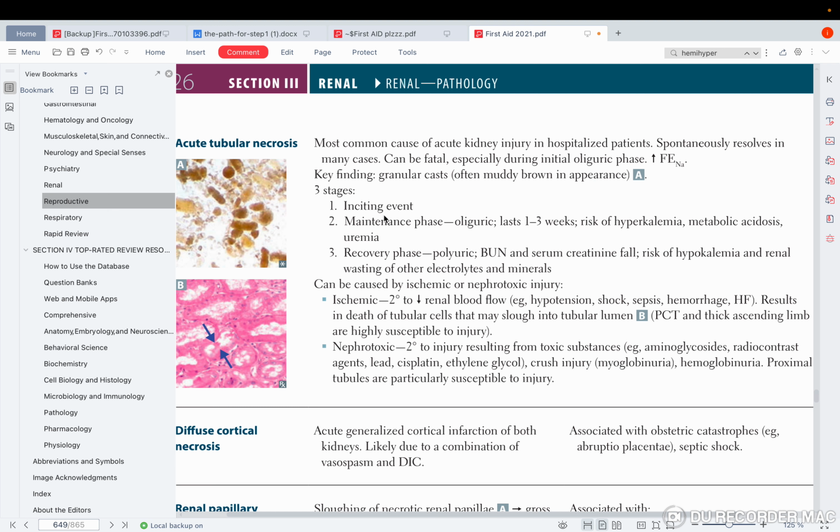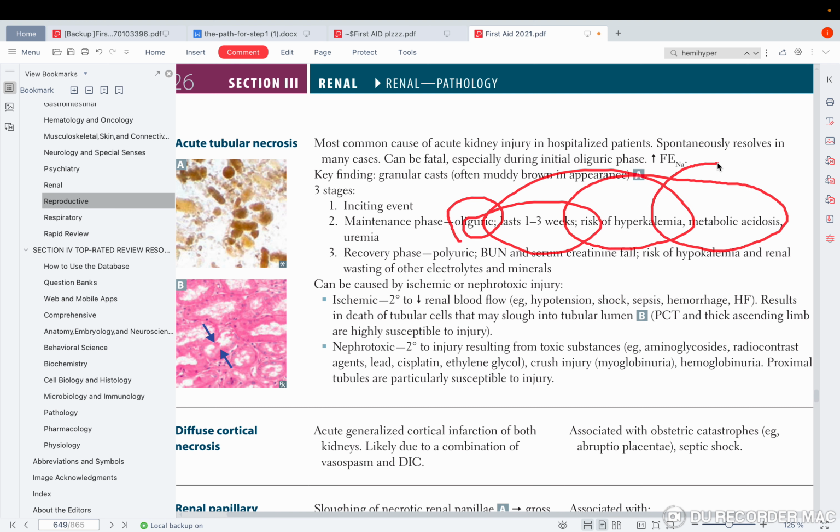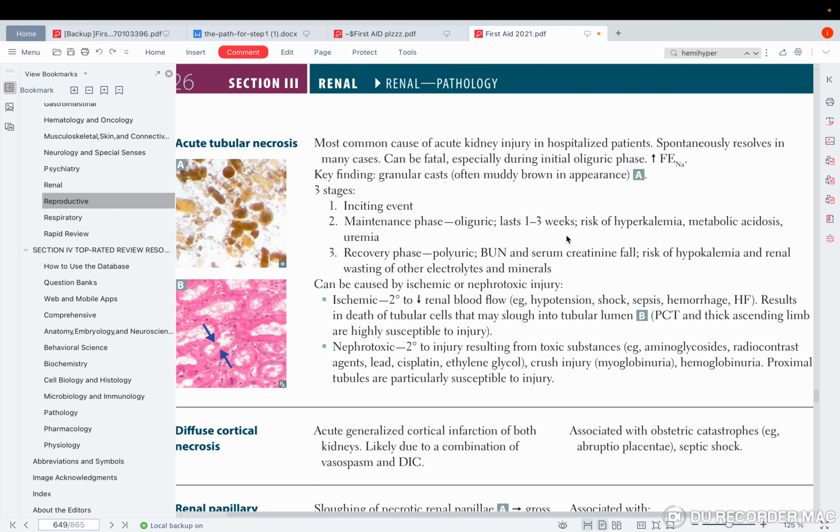They write, initiating event, maintenance phase is the oliguric phase, lasts for 1 to 3 weeks, increases the risk of hyperkalemia, which increases the risk of metabolic acidosis. In the recovery phase, I told you that the only dysfunction now is in the reabsorption. So your BUN and serum creatinine fall. Why? Can you reabsorb urea? You cannot, because I told you in the recovery phase, the only problem is reabsorption. So your BUN to creatinine ratio falls.